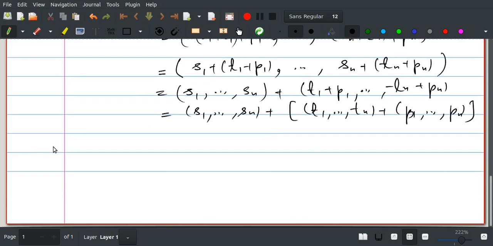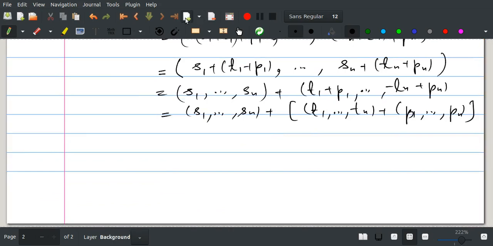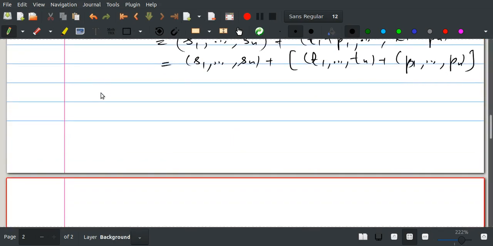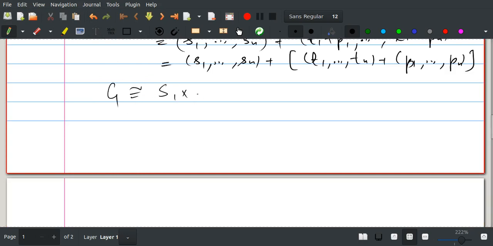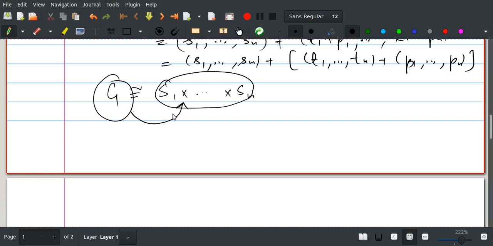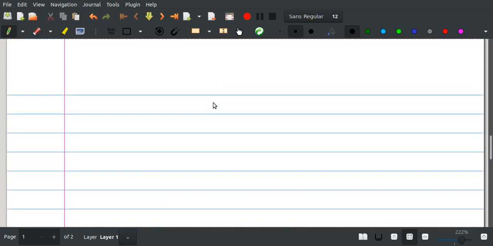i.e. if we have any group G which is isomorphic to S1 cross so on cross Sn, then in that case G is said to be the internal direct sum of these subgroups. Now this is the external direct sum of these Si's. Now any group G which is isomorphic to this internal direct sum, then that group is called the external direct sum of these subgroups. So let us move to the definition.